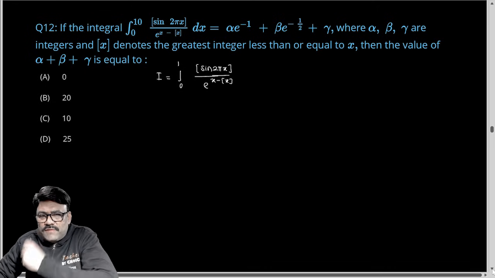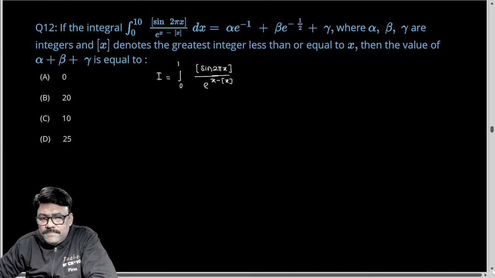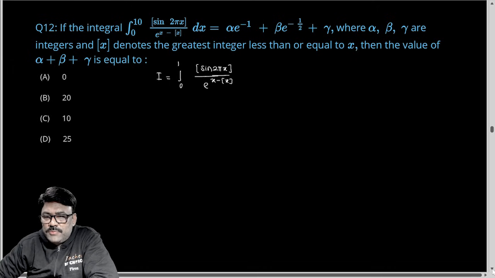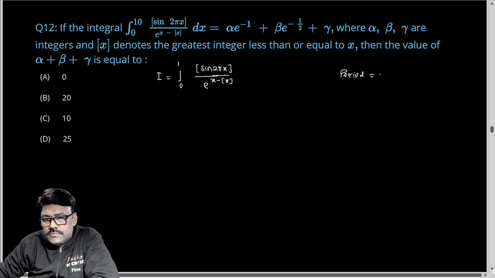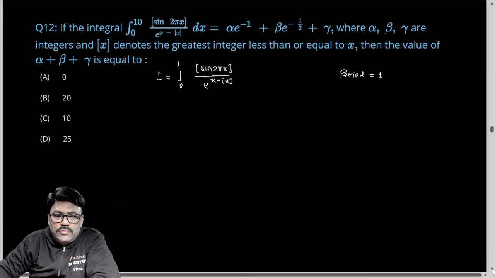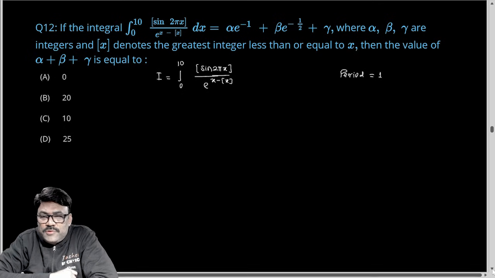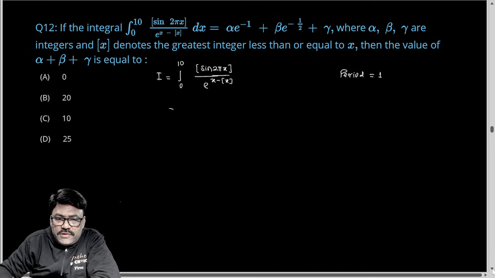See, sine 2 pi x is a periodic function with period 1. X minus integral part of x, which is the fractional part of x, is also a periodic function with period 1. So as a whole, this complete function is periodic with period 1. It is 0 to 10 actually, not 0 to 1. Hence, I can write this integral as 10 times 0 to 1.